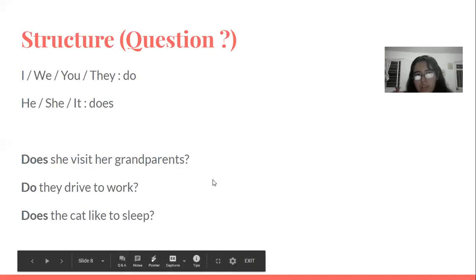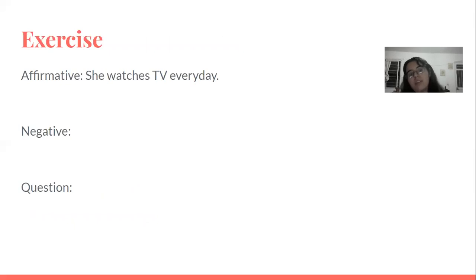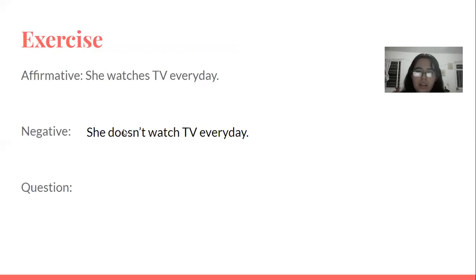That's the structure. So here I have one sentence. It's she watches TV every day. How can we make that negative? The negative form would be she doesn't watch TV every day. Here we add the negative, doesn't. She doesn't watch TV every day.